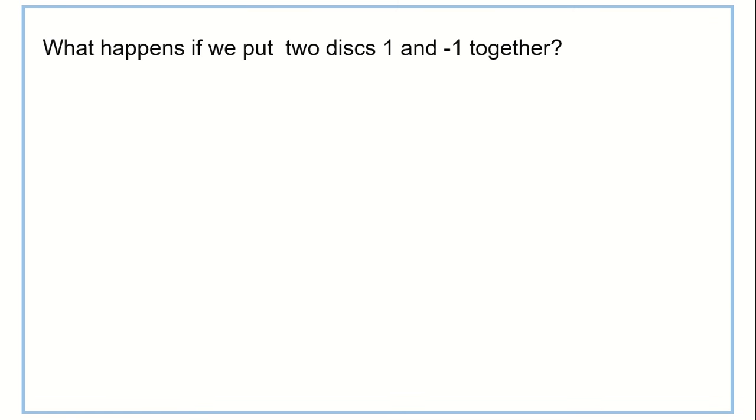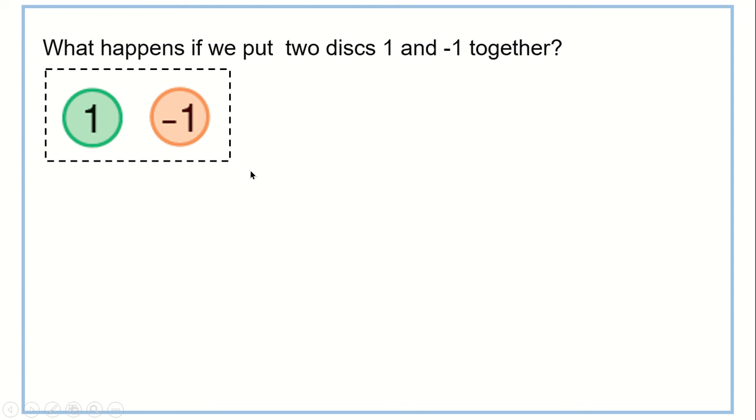What happens if we put two disks, 1 and -1, together? For that case, this can be written as 1 plus negative of 1. So once we put them together, then we get a 0 pair.